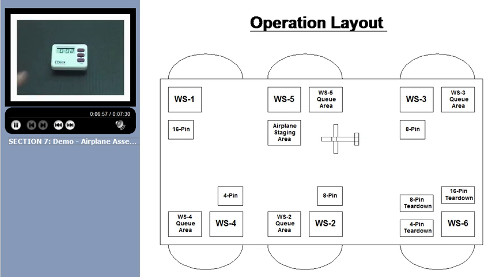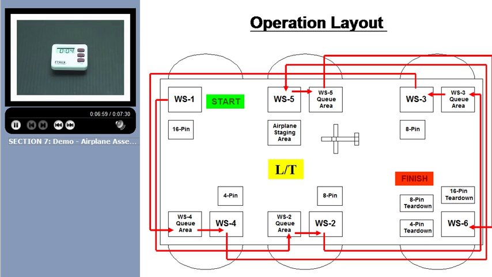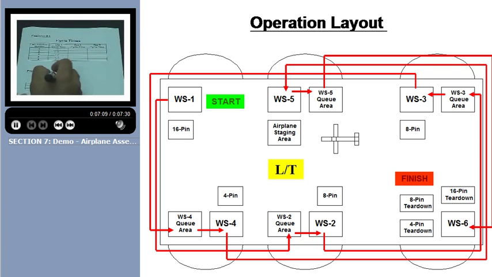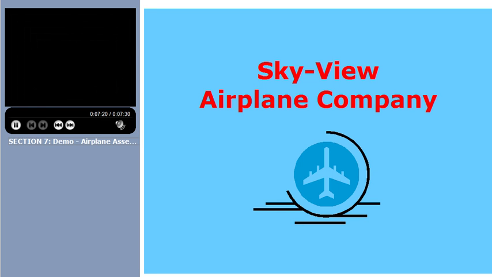Engineer number 2 checks the lead time. That is the time from the start of production at workstation number 1 to the delivery of the finished item or batch into the queue of workstation number 6. This concludes our overview of the Skyview Airplane Company airplane construction.